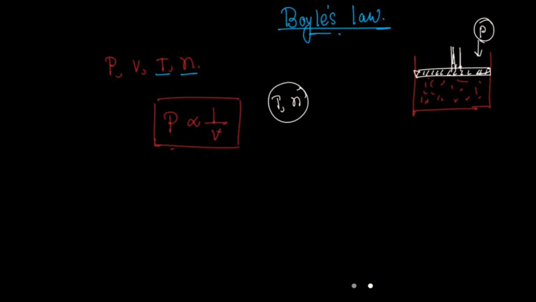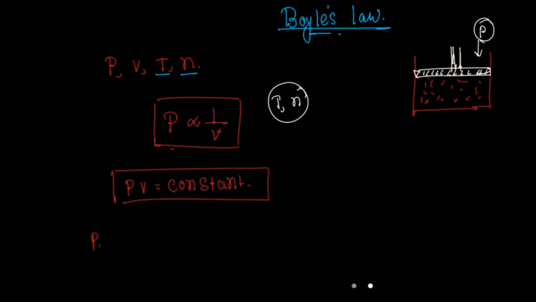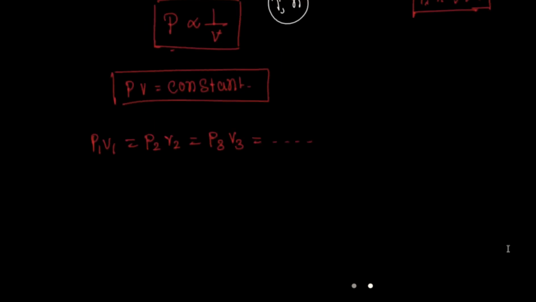Now from there, he has written that PV equals constant. PV equals constant. From there you can write P1V1 equals P2V2 equals P3V3. Okay, so P1V1 is constant. So if you change the pressure, then the volume would definitely change, but the entire multiplication would remain the same. That's what they're saying over here. Understood? Now this was Boyle's law.